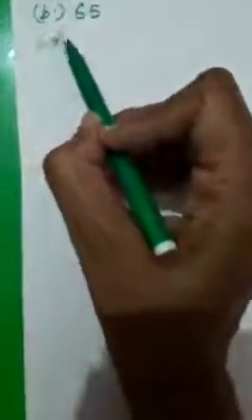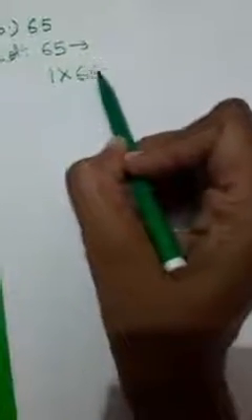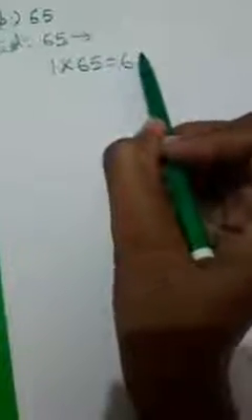Let us take another example now. We have to find out the factors of 65. So we want factors of 65. We will start with 1. We know that 1 is the factor of all the numbers. 1 multiplied by 65 equals 65. These are the two factors of 65.